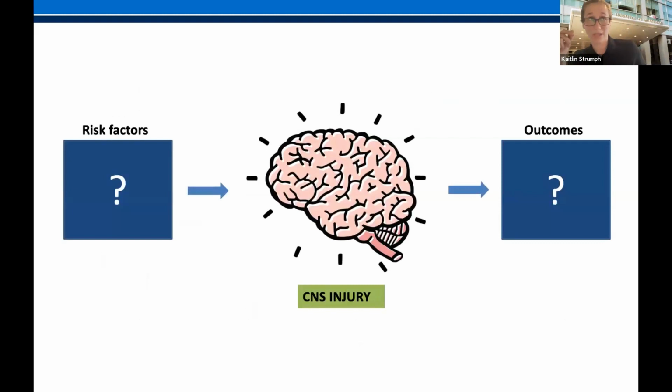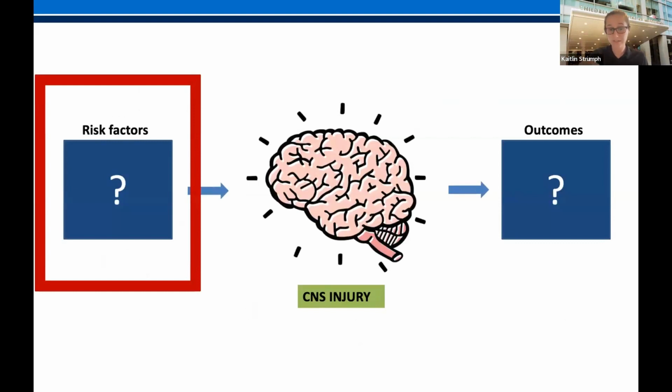So in general, I still think we have a lot to learn, both about the risk factors that go into the CNS injury and the conglomerates of outcomes that happen as a result of them. There's really just these big black boxes, I think, but we are learning a lot more. So first I'll talk about just some of the risk factors, and then we'll talk about the outcomes, which is the bulk of the talk.